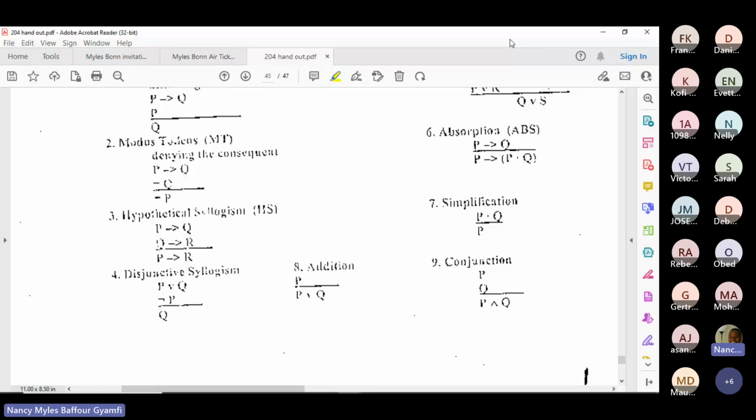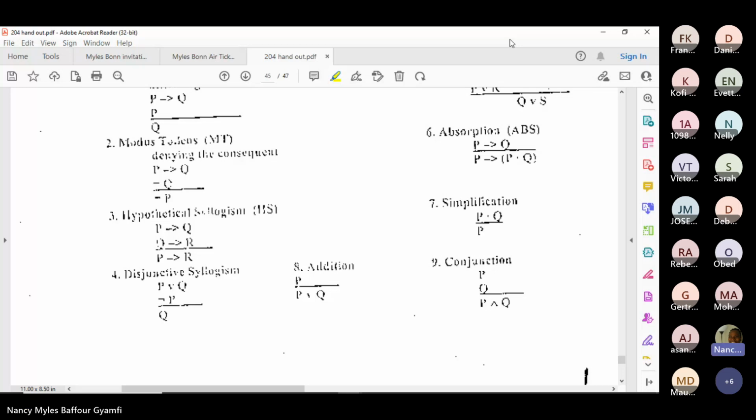That's hypothetical syllogism. Either you studied or you failed. You did not study, therefore you failed. Either you have an account with Barclays or you have it with Stanchart. We have checked your Stanchart. There is no account there. Therefore, Barclays. That's the disjunctive syllogism.